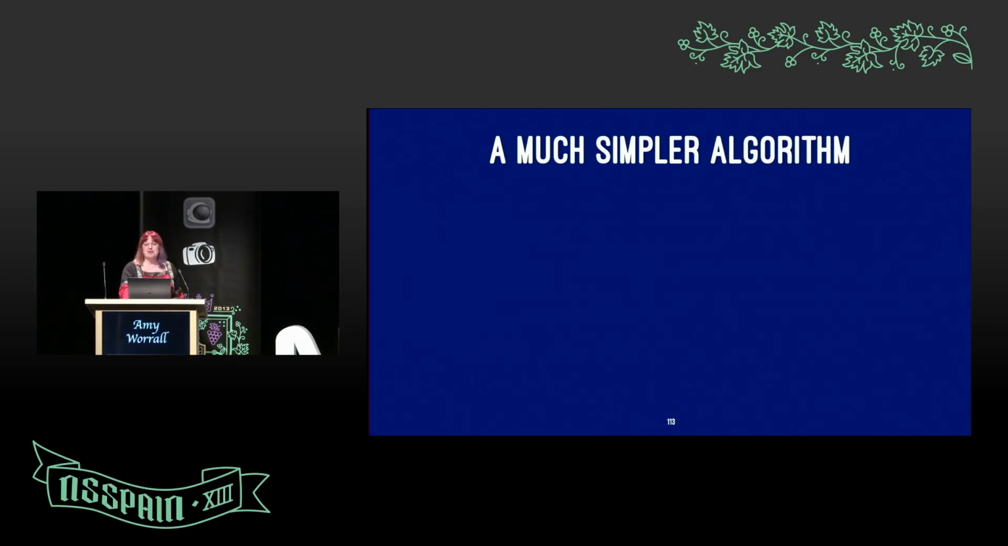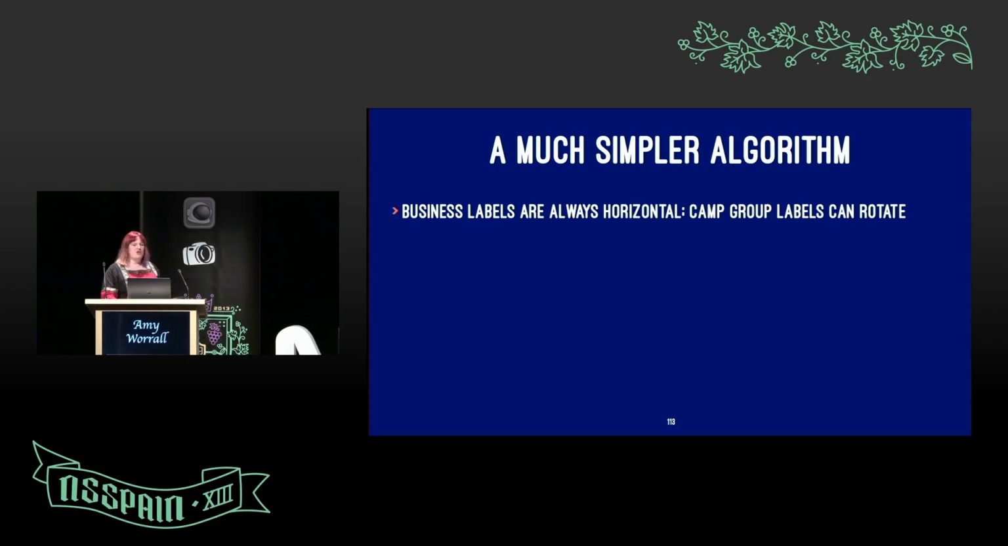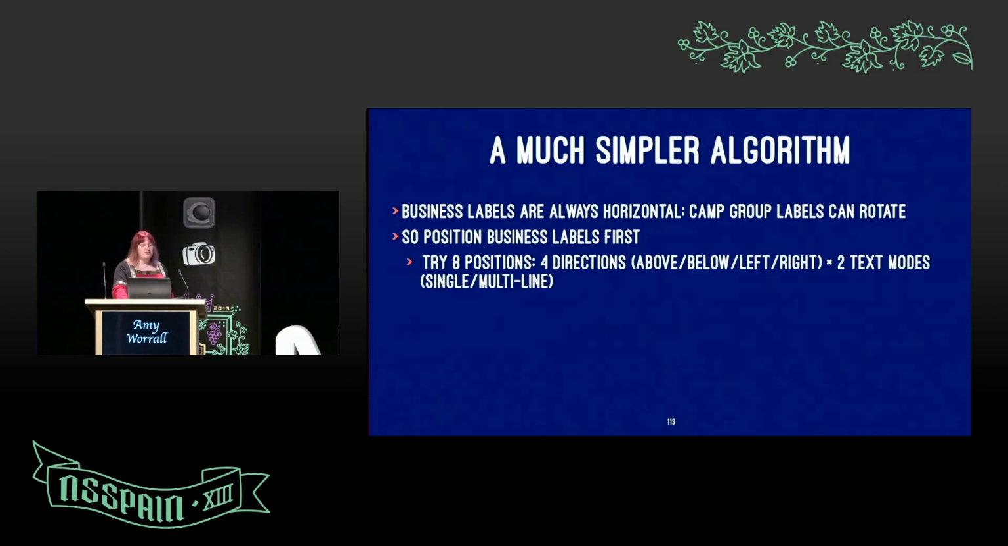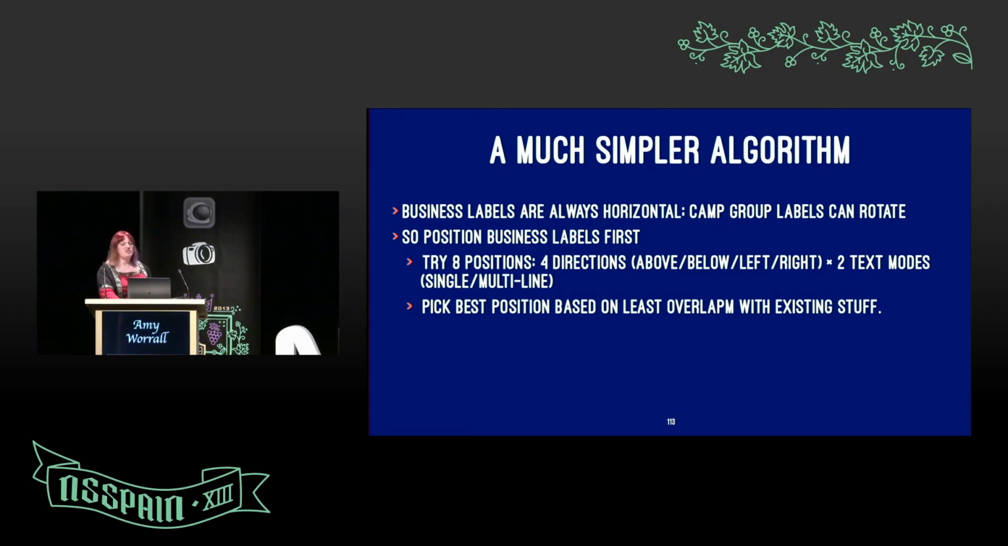This isn't a Wikipedia one. So I've got two kinds of labels. One's for businesses and one's for groups. Business labels always go horizontally, whereas the group ones can rotate on my map. So we position the business labels first, and for each one, you try 8 positions to the left, to the top, to the right, and to the bottom of the business's icon, and single or multiple lines. And we pick the best position based on the least overlap with existing stuff.